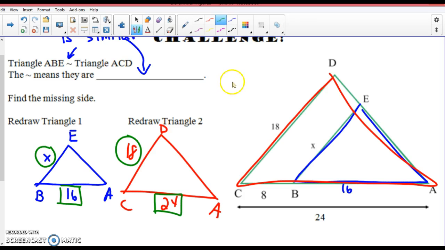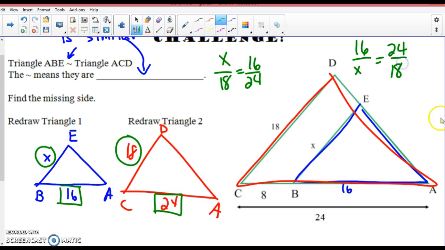Casey. Casey did this. X over 18 equals 16 over 24. Is he right? Yes, that will work. Who could give me a different proportion? 16 over X equals, so look what Ashley did. 16 over X equals 24 over 18. Is she right? Yes, she is. Both of them are. Because you're doing matching.